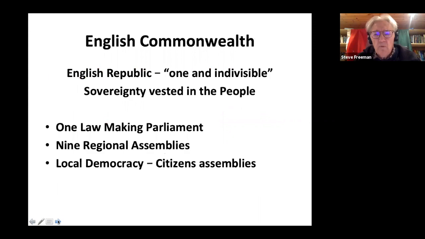Now, the second one was what I talked about in, I think, talk number 4: the English Commonwealth would be an English Republic. The phrase "one and indivisible" is Marx's phrase. What he really means by that is you have one parliament.